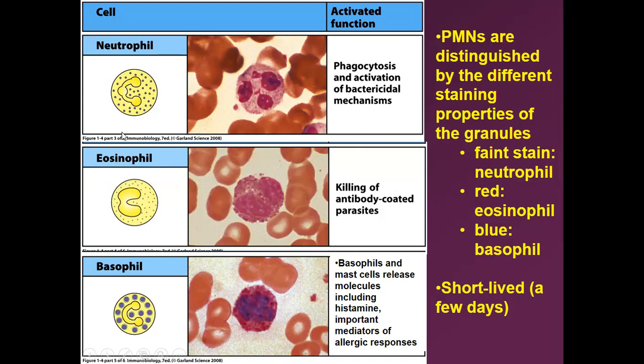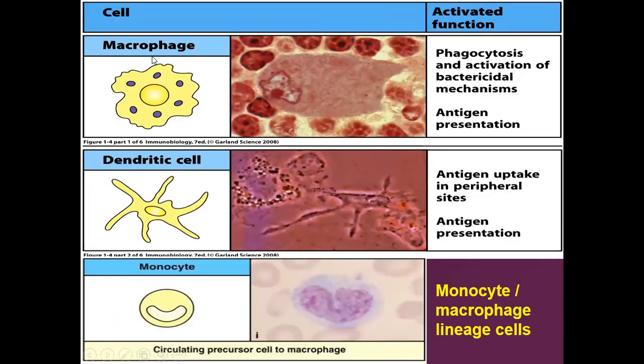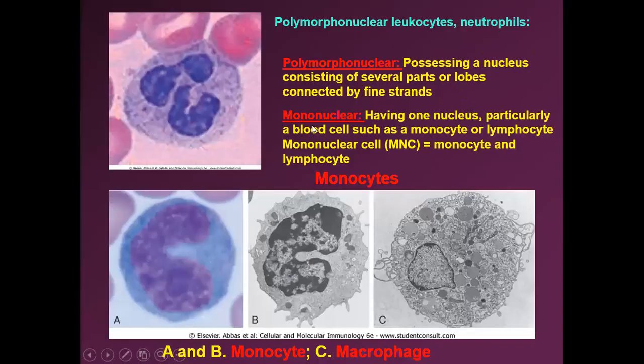Polymorphonucleus. These are the granulocytes. Macrophage and dendritic cell and monocyte. Each one has some characteristics. Look at the real images of polymorphonuclear cells and mononuclear cells. Look at the nucleus.